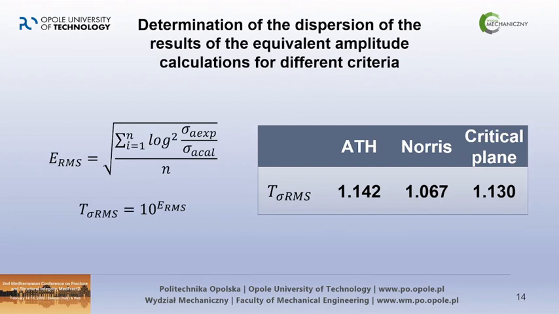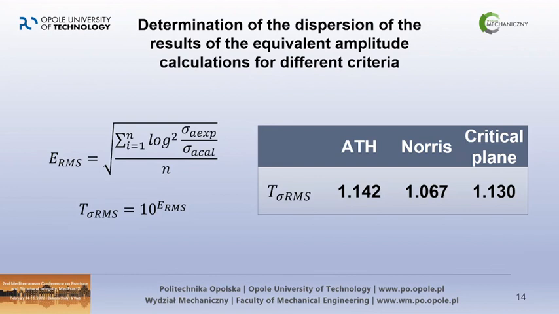So as you can see, the acid-Say-Hill criterion gave the worst results, as here we had 1.142, and for the Norris criterion we had 1.067. So the acid-Say-Hill criterion appears to be much worse than the Norris criterion. This is also why we wanted to use the Norris criterion to show that even though the acid-Say-Hill criterion is more popular, sometimes the Norris criterion appears to give more satisfactory results.